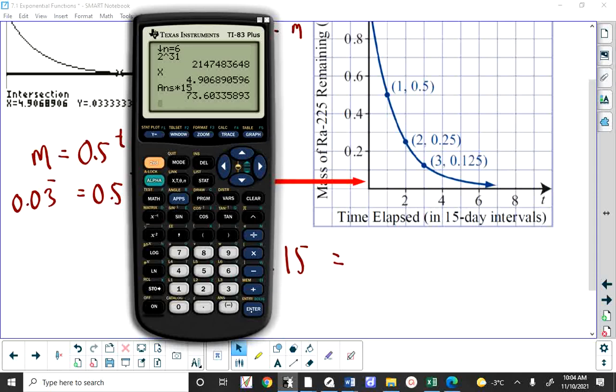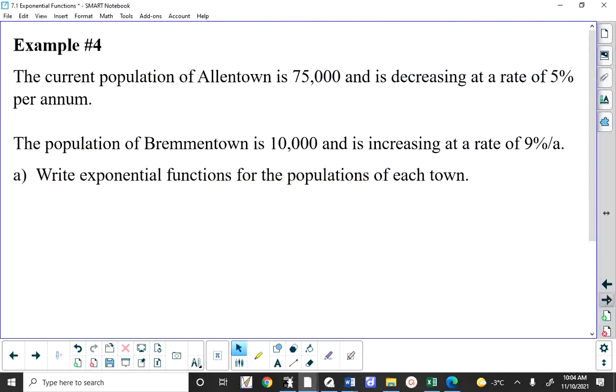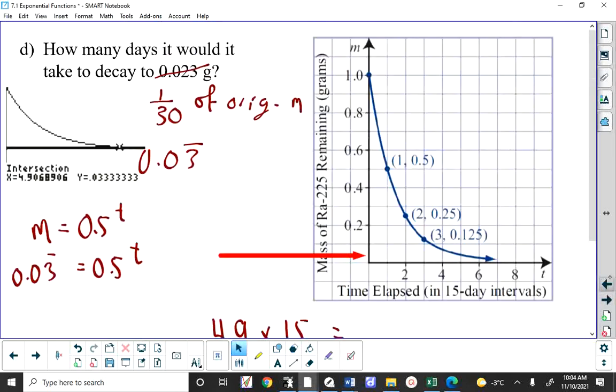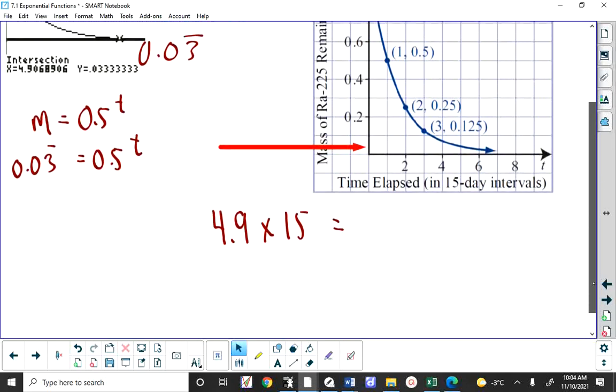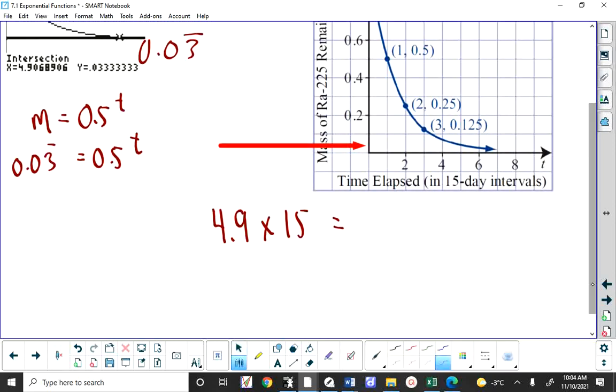Any questions with that example? I think that's the last part of this example, yeah. Any questions with that example? Did I say 74?